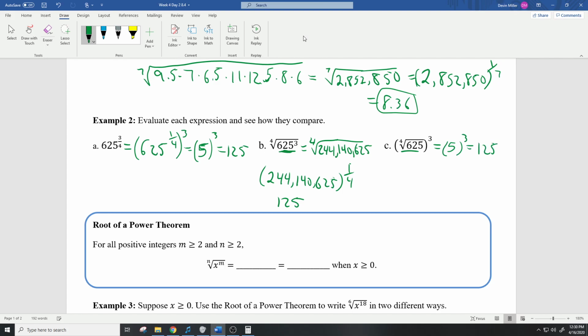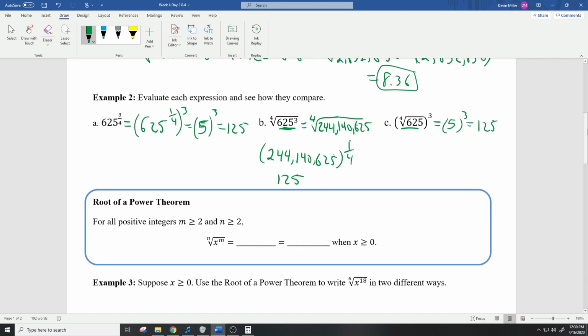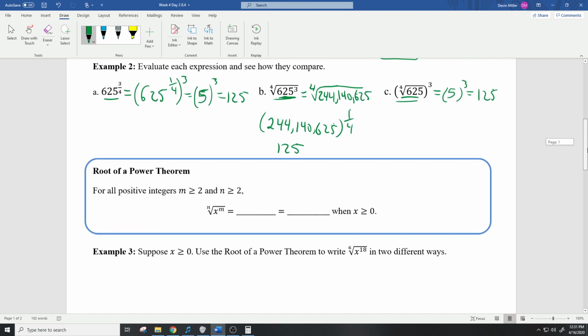So if you notice, all the answers that we just got are the same. Really, what's the difference between these problems, A, B, and C, is that they're just written differently. And that's one of the properties that we're learning today, is how we can rewrite these.